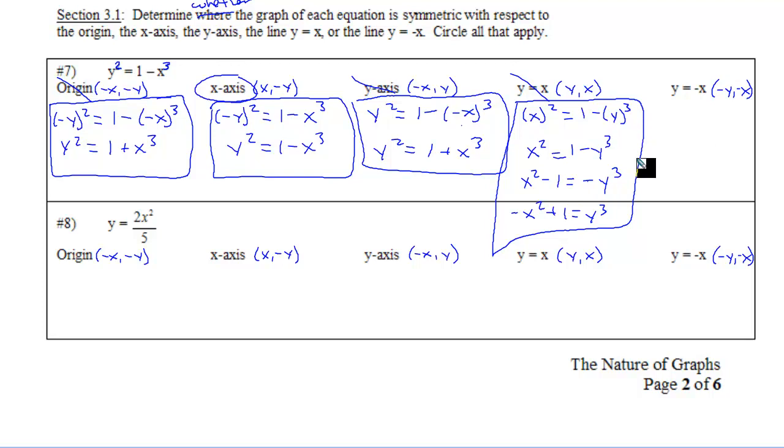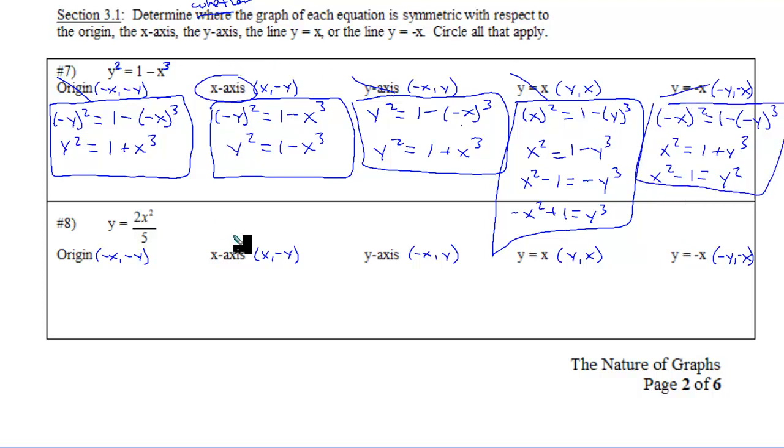Y equals -x, you're going to get a very similar result to what we just got. -x squared is x squared. -y cubed is a y cubed negative. Subtracting a negative is like adding a positive. And once again, it's not the same. Not going to happen. So this graph is symmetric with the x-axis and nothing else.